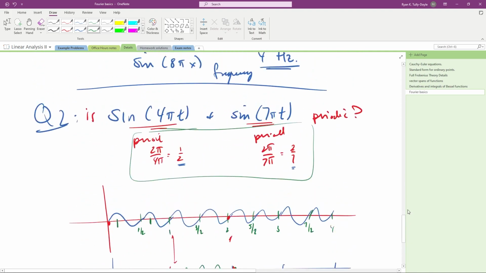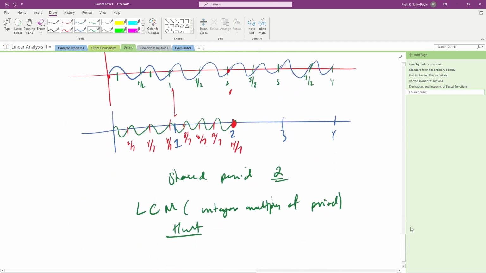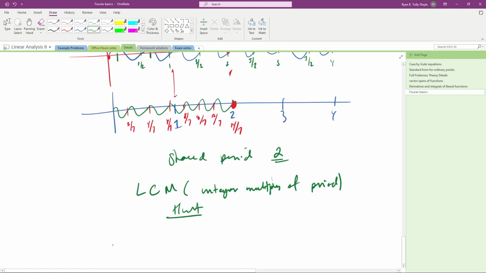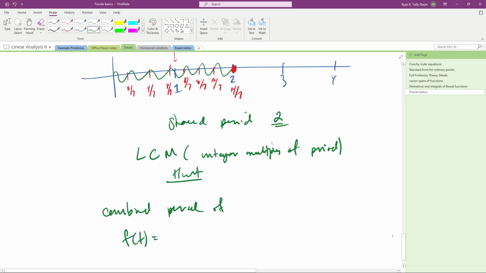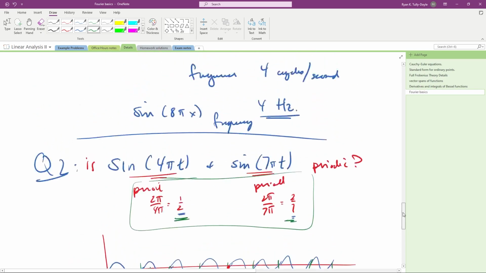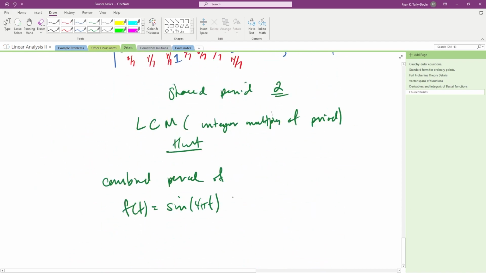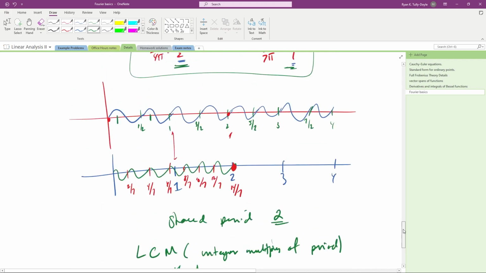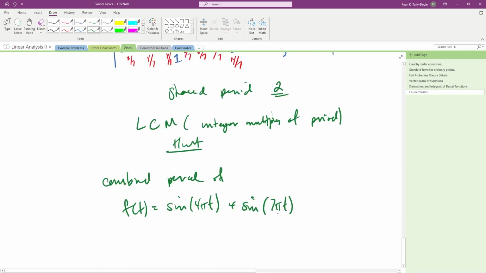So in this problem, as soon as we land the 2 functions back at the same spot, it's like the whole pattern starts over again. And so the combined period of f of t, which is equal to the sine of 4 pi t plus the sine of 7 pi t, is 2. This has period 1/2. This has period 2/7. Their combined period is 2. So f is periodic of period 2.